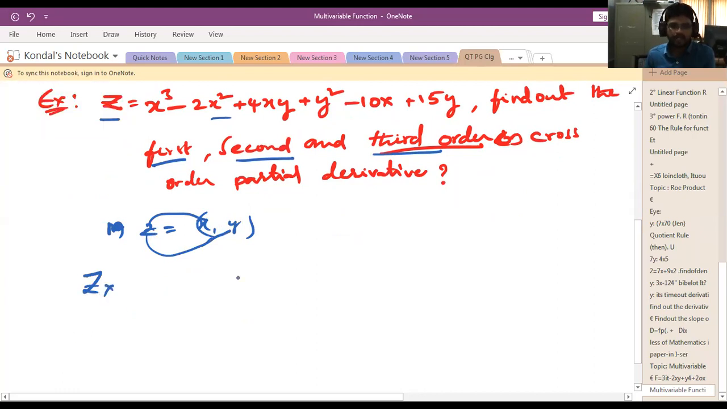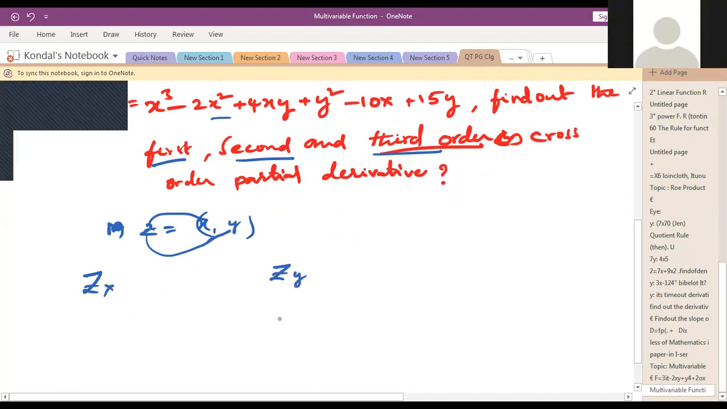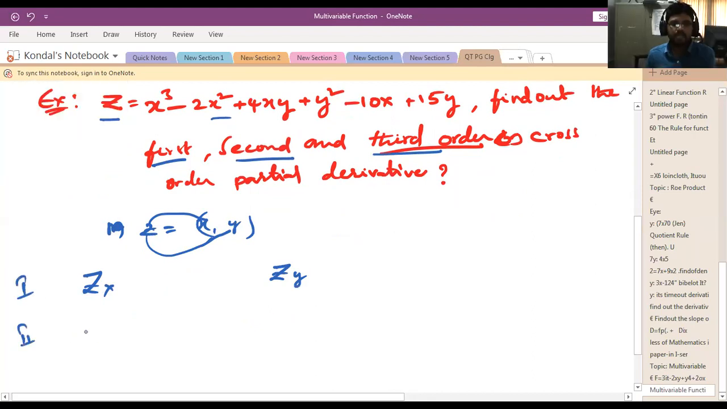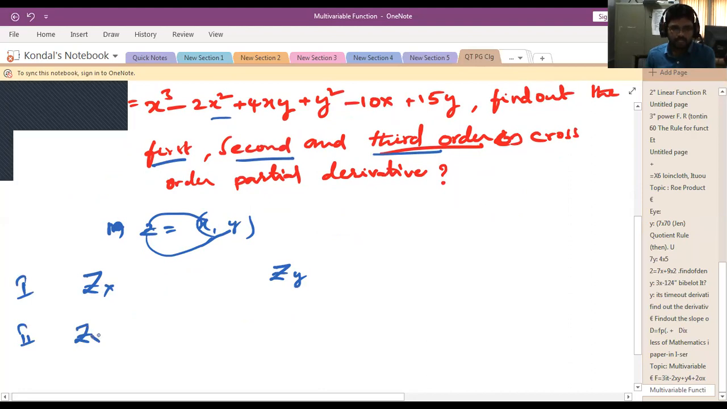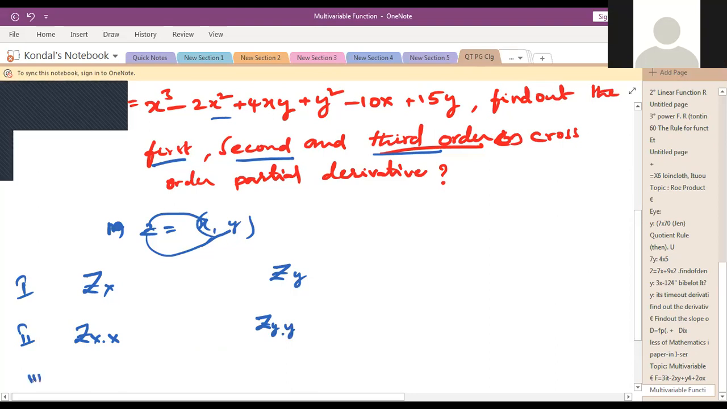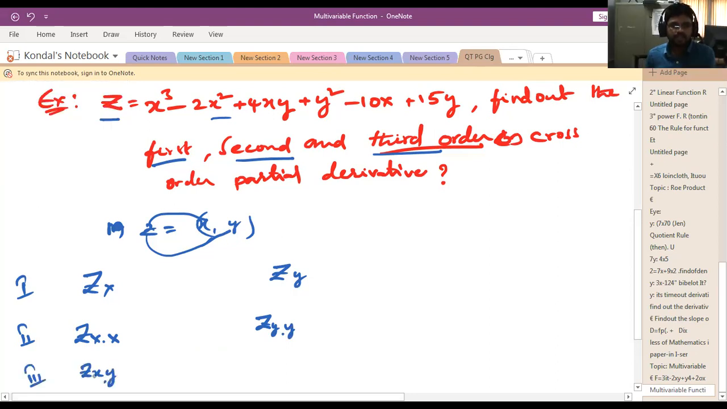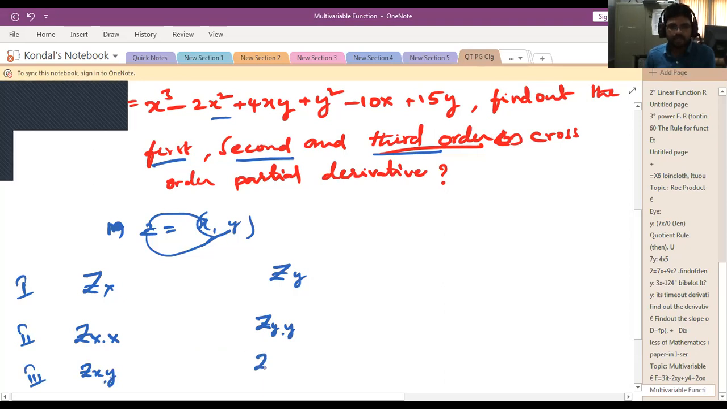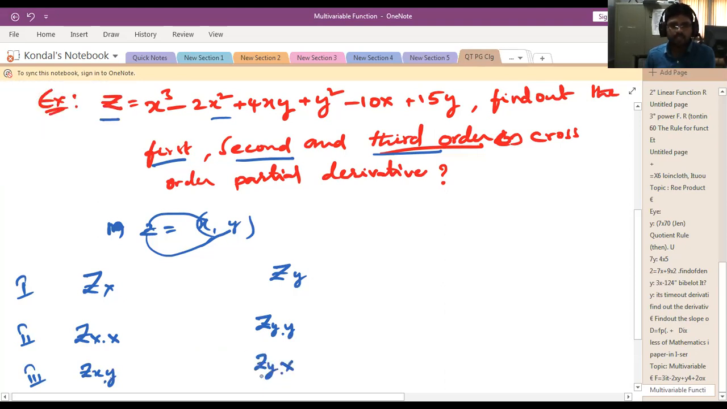And zy. This is the first order. What is the second order? The second order is zx with respect to x, that is called zxx, and zyy, nothing but zy with respect to y. What is the third order here? zxy, zx with respect to y, and zyx, zy with respect to x.